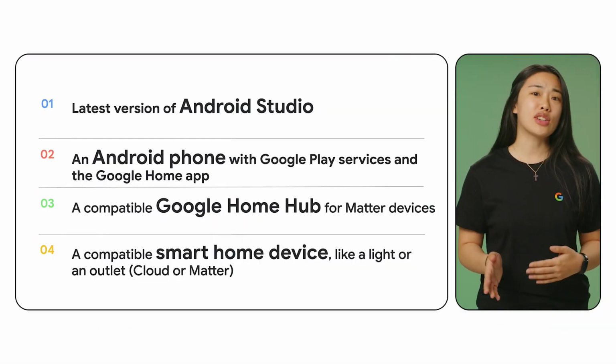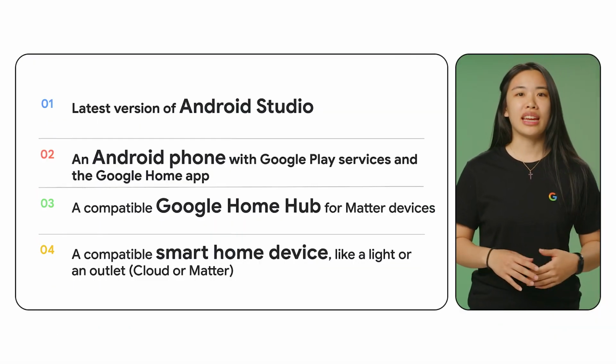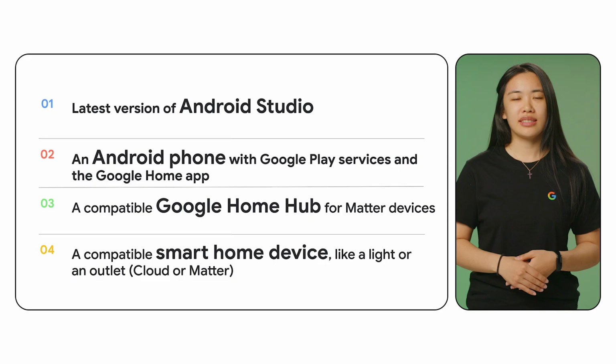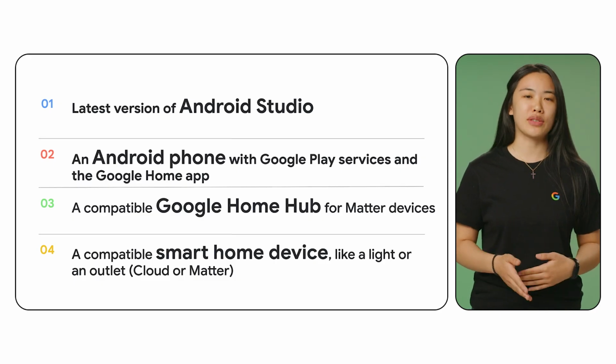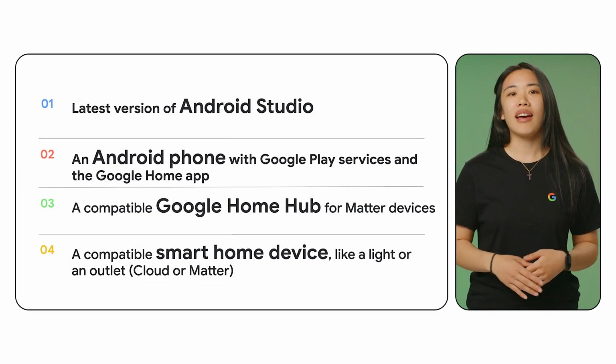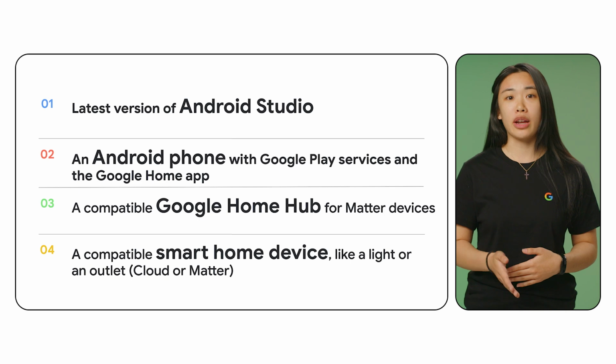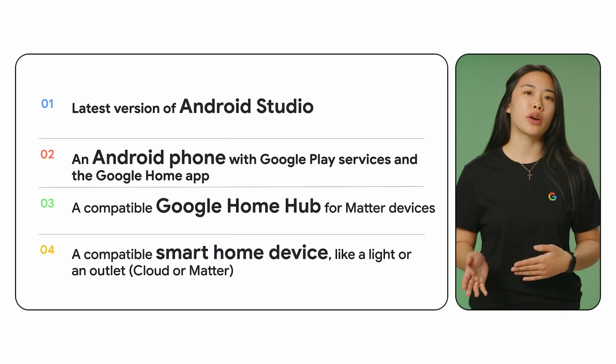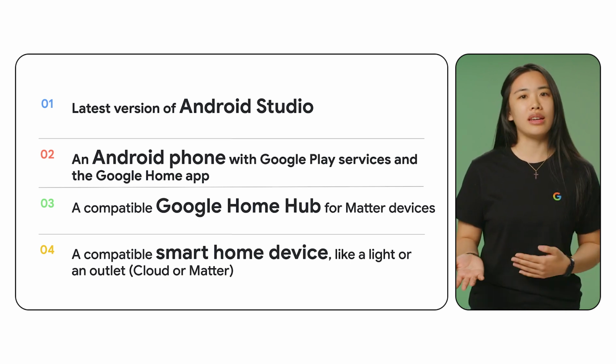To get started, ensure that you have the following: the latest version of Android Studio installed, an Android phone with Google Play services and the Google Home app, a compatible Google Home Hub for Matter devices, and a compatible smart home device, like a light or an outlet.